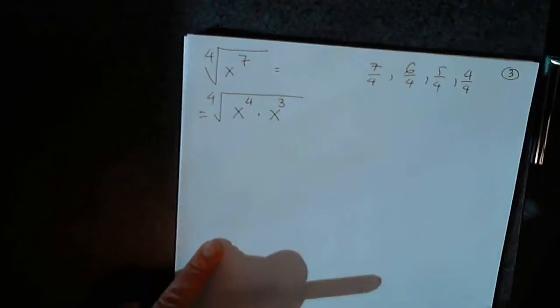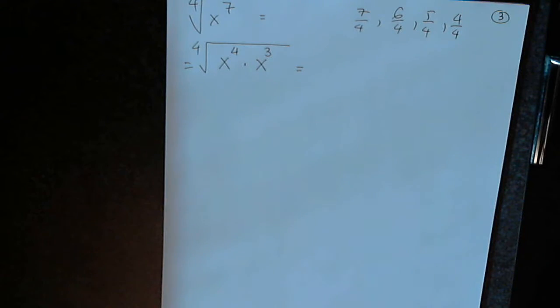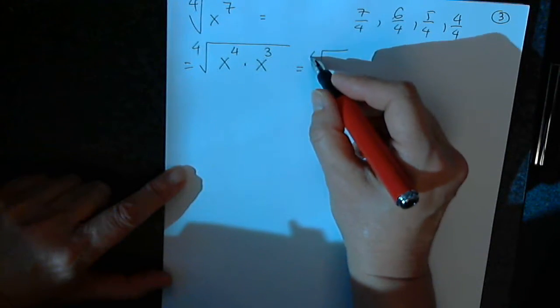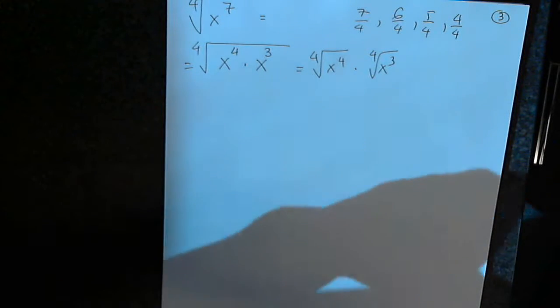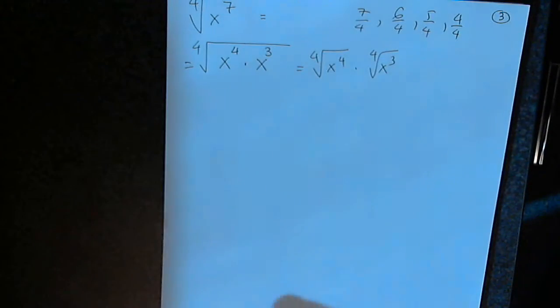We have one property that we discussed last time that I will apply here. Can anyone tell me which property we apply now? Correct. The 4th root of x to the 4th multiplied by the 4th root of x to the 3rd. So we didn't do anything. We just presented x to the 7th as x to the 4th times x cubed, which we are allowed to. Since it's a product, I'm allowed to split it.